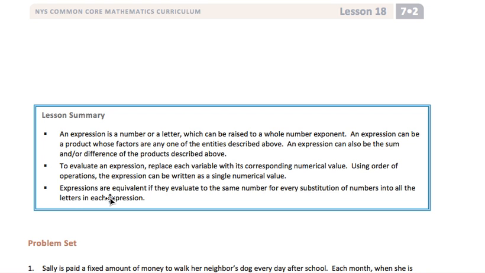To evaluate an expression, replace each variable with its corresponding numerical value. And using the order of operations, the expression can be written as a single numerical value. Expressions are equivalent if they evaluate to the same number for every substitution of numbers into all the letters in each expression. So no matter what we choose for x or y or z, if you substitute into the different expressions and you always get the same value or the same answer, then they are equivalent.